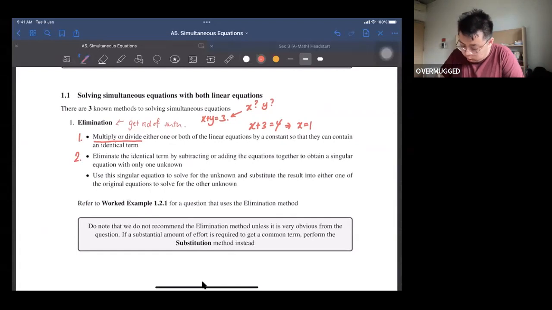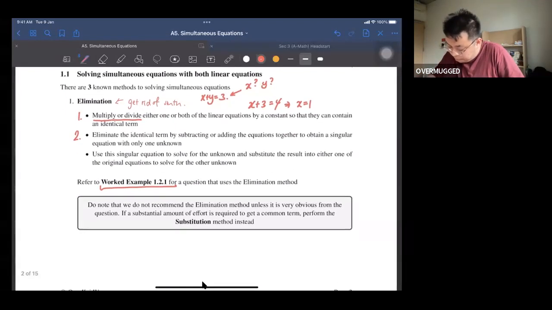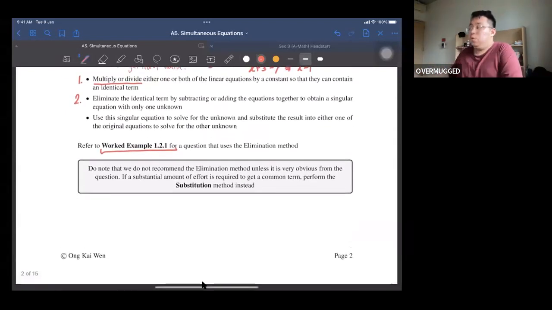Okay, now I have a worked example at the back, so later I will demonstrate in case everyone has already forgotten what elimination is. So don't need to worry about that. Okay? Now, this is just a little note from me.